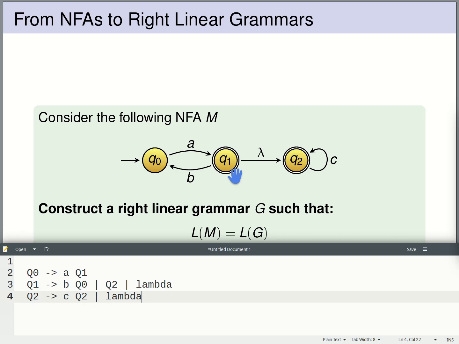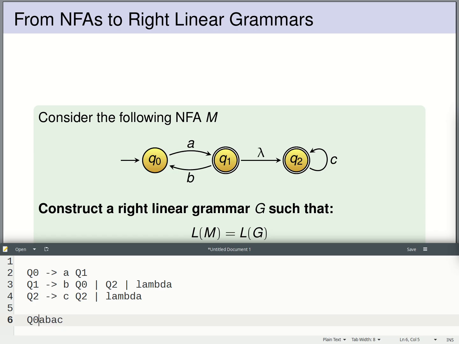So now let's take some word as example. Let's take, for example, what word could be generated by the automaton. We could have A, B, A, C. Now, how would we derive the word A, B, A, C in our grammar?